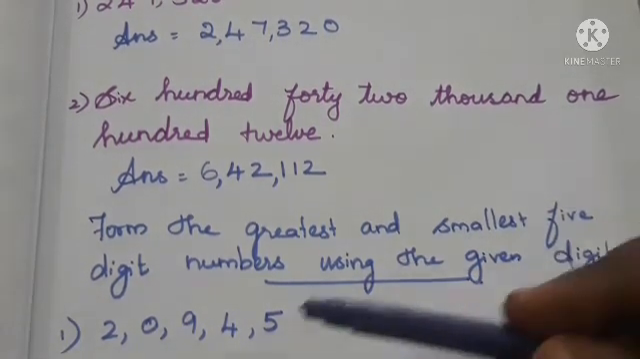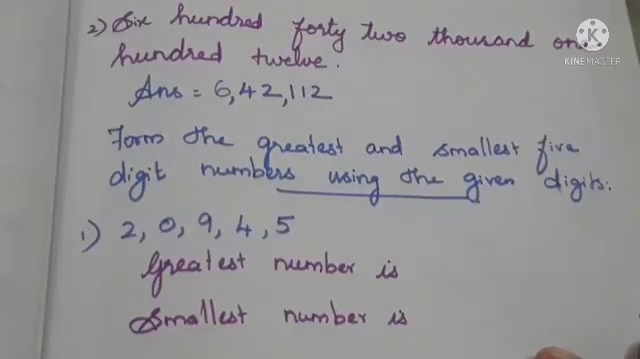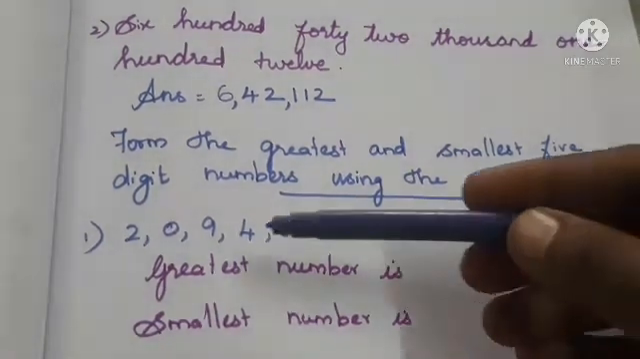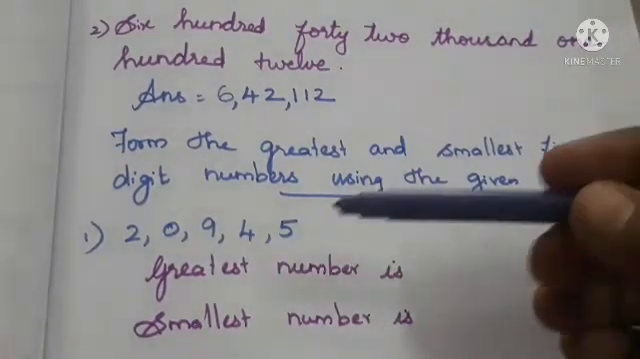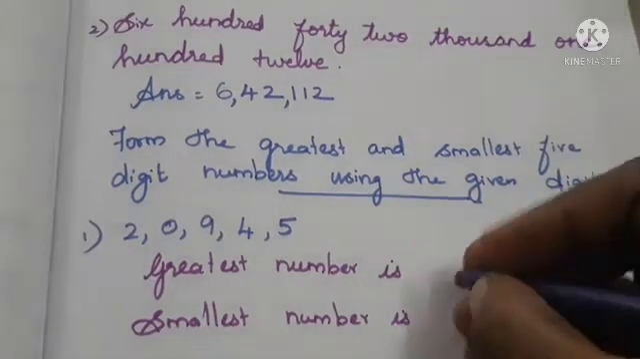So easy, no? Here also we have 5 digits. They are asking to write the 5-digit number. So for the greatest number, first we have to look at the greatest among these digits. Among the given 5 digits, which is the greatest one? Yes, 9 is the greatest, isn't it, ma?